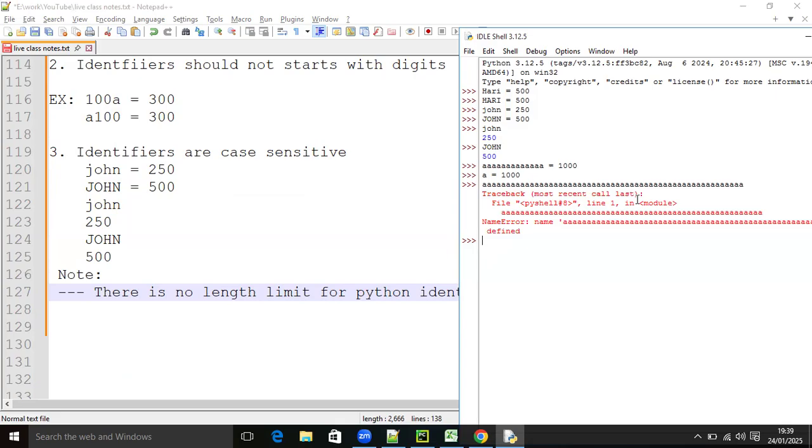So in the above we have not specified any value to this line. That's why it is giving a traceback error. Here we have specified a equal to 1000 and this single a equal to 1000, but here we have not assigned any value to this character. That's why it has given a traceback error.